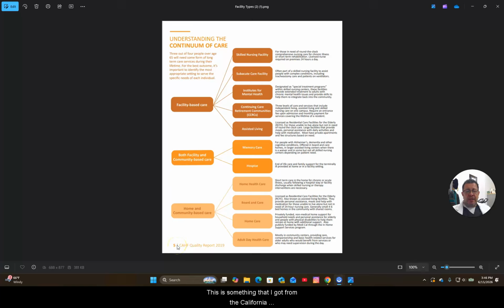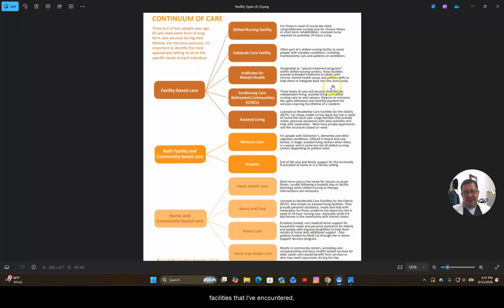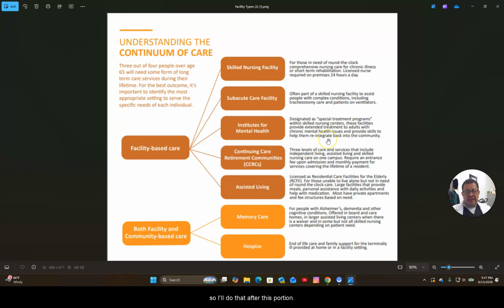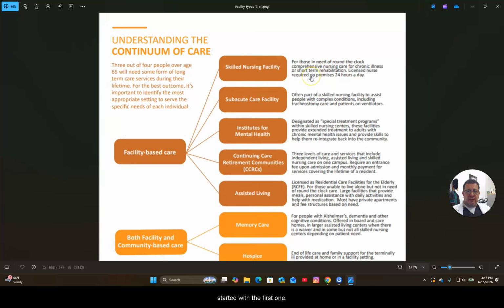This is something that I got from the California Association of Health Facilities. What they did is they divided these facilities into three types: facility-based care, both facility and community-based care, and then home and community-based care. Now, they didn't cover all the facilities that I've encountered, so I'll do that after this portion. Okay. So let me go ahead and get started with the first one.